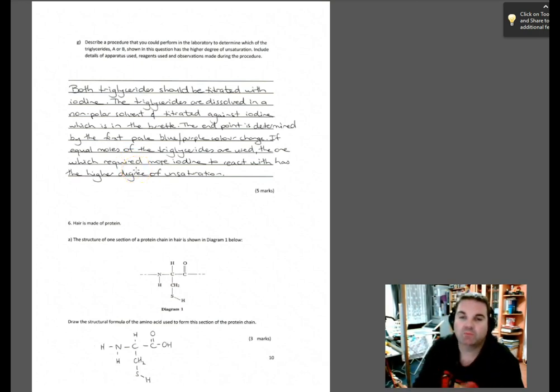Basically, it's a 1 mole to 1 mole ratio. For every 1 mole of iodine you need, you add across 1 double bond. So the more moles of iodine you need, the more double bonds that are in there.